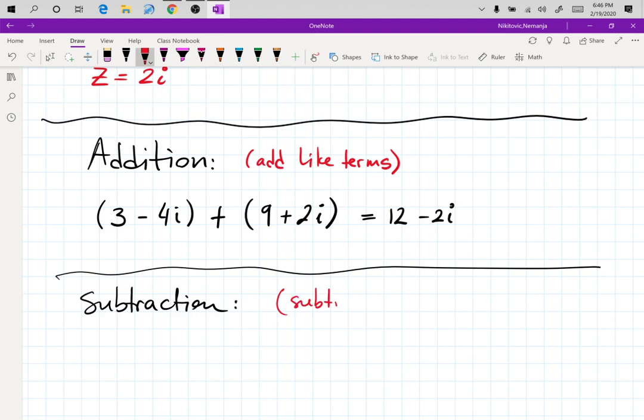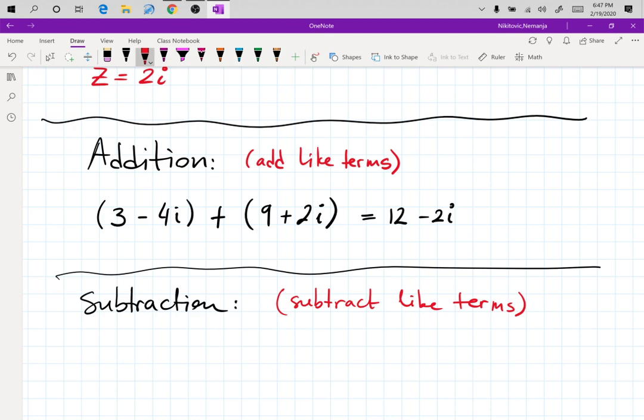Subtract like terms, which means what? Terms. There we go. Subtract like terms.